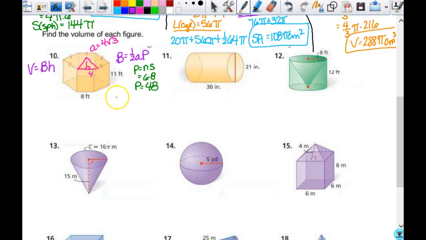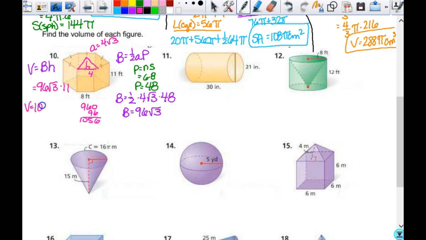Then I get that big B is equal to 1/2 times 4 square root of 3 times 48. So half of 4 is 2 times 48, 96 square root of 3. Come back over here, get 96 square root of 3 times 11. Okay, so 96 times 10 is 960. 96 times 1 is 96, right? 6, 5, 10, right? So volume is 1056 square root of 3 feet cubed.